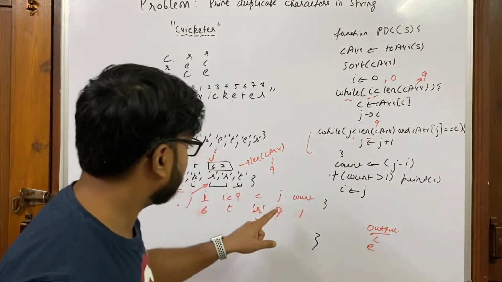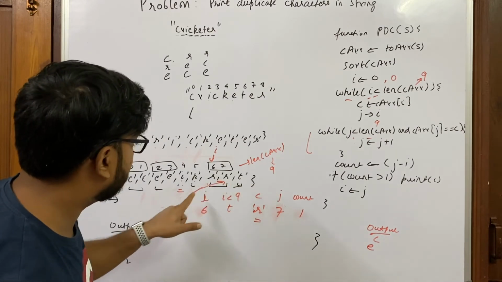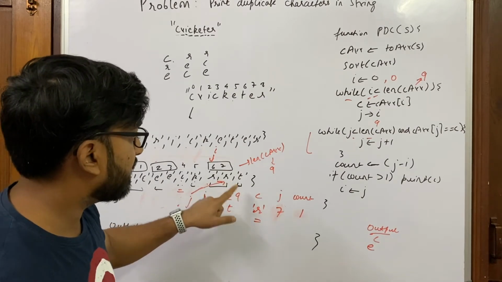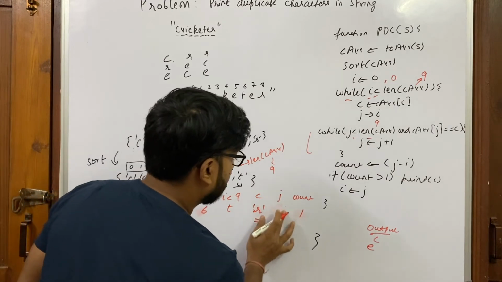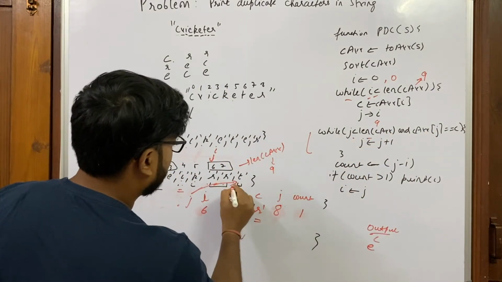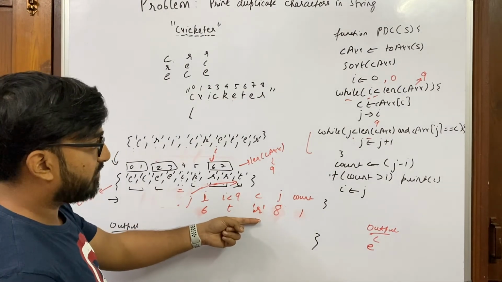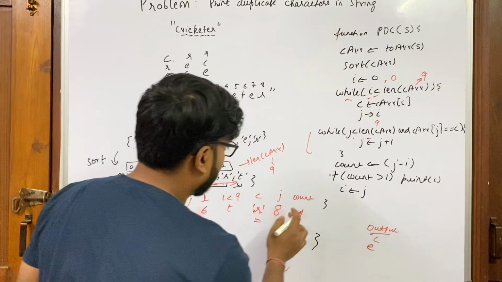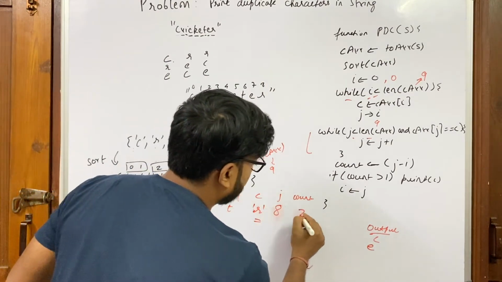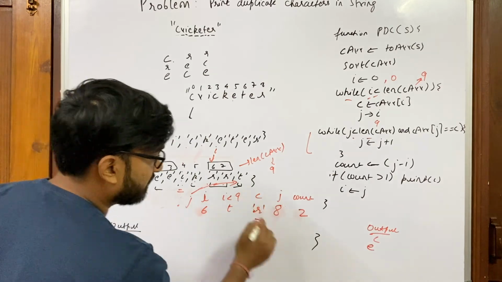C of J is now here. Okay, so C of J is R. Okay, and C is R, true. J becomes 8. 8 is less than 9, true. C of J is now here at T. C of 8 is T and you have C as R, false. You come out, count is J minus I, 8 minus 6 is 2. If count is greater than 1, you print C, you print the current value of C, which is R.